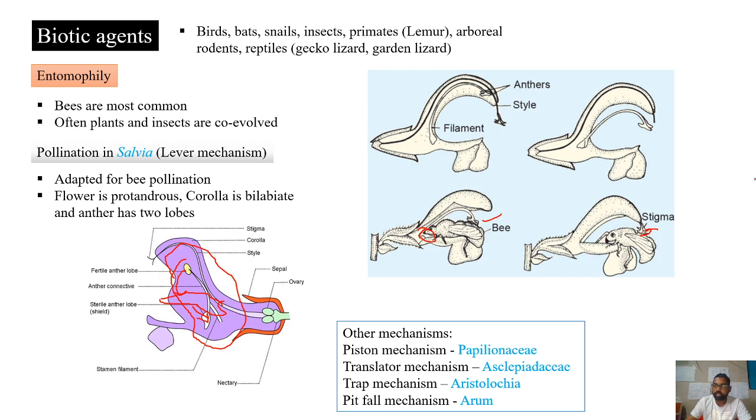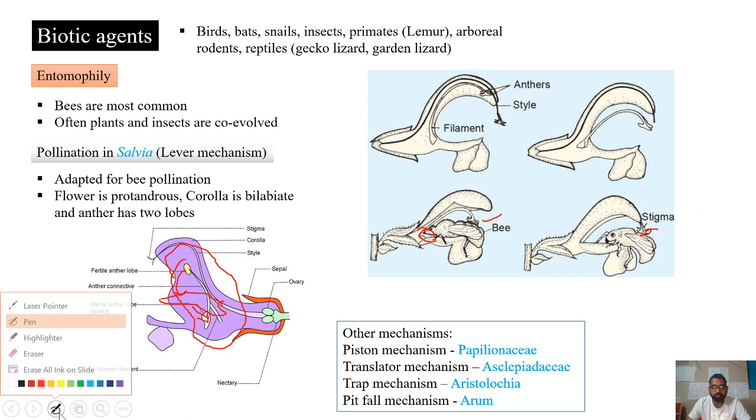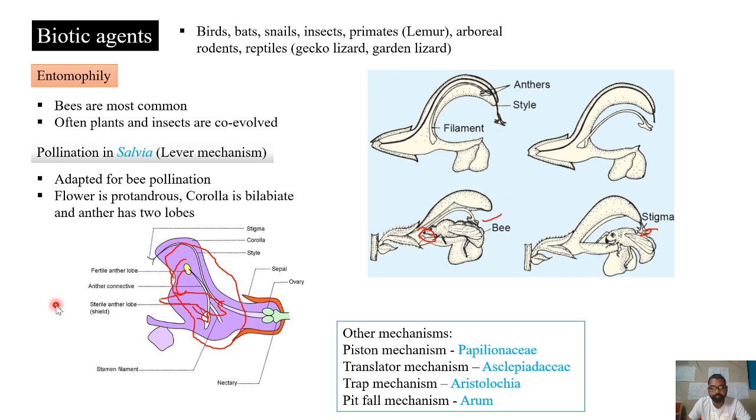The other kinds of mechanisms which you can see in entomophily are the piston mechanism, which you can see in the Papilionaceae, and the translator mechanism in Asclepiadaceae. Trap mechanism can be seen in Aristolochia, and pitfall mechanism can be seen in Arum.